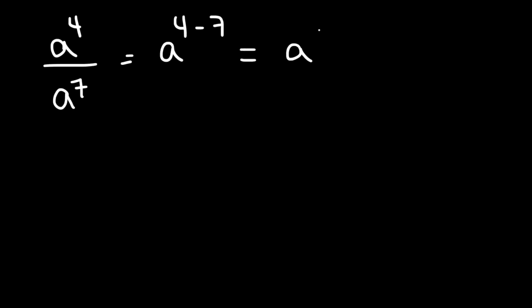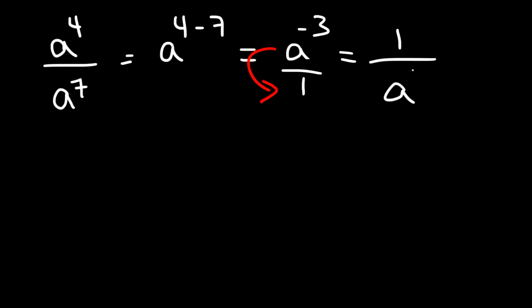Let's try this one. A to the fourth divided by a to the ninth. Actually, let's say a to the 7th. So it's going to be a to the 4 minus 7, which is a to the negative 3. And whenever you have a negative exponent, to make it positive, you need to move the variable to the bottom. And so this becomes 1 over a to the 3rd. And so instead of negative 3, it's now positive 3.